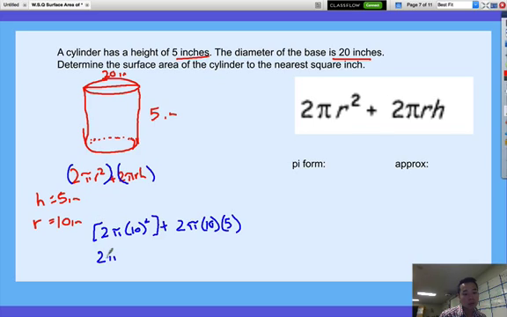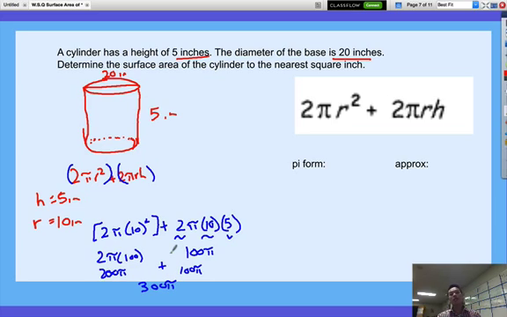So I got 2 pi, 10 squared is 100. 2 times pi times 100, well, I can multiply my numbers together. 2 times 100 is 200. And I'm going to drop the pi. So on the left side, I have 200 pi. On the right side, I have 2 times 10 times 5. Well, 2 times 10 is 20. 20 times 5 is 100. And then I'm going to drop the pi and bring everything down. So I have 200 pi plus 100 pi. All together, that becomes 300 pi.